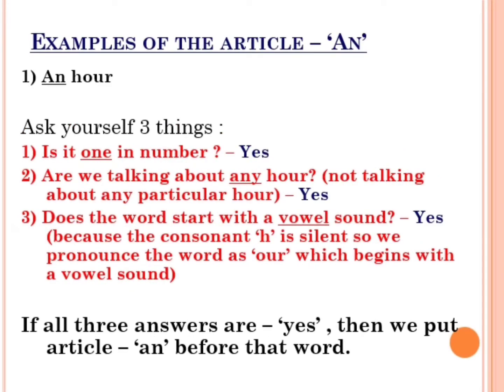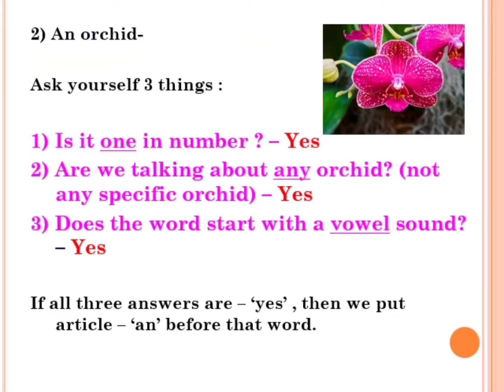Now, let's move further with the examples of article an. For example, an hour. Now again, you will be asking three questions to yourself. Number one, is it one in number? Are we talking about one hour or two or more hours? Yes, it is one hour. Second, are we talking about any hour? Yes. Third, does it start with a vowel sound? Yes, because we pronounce the word as O-U-R. Letter H is silent here. So, we have put article an here.